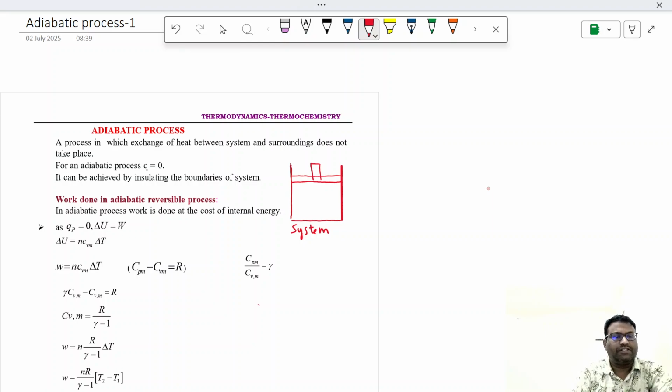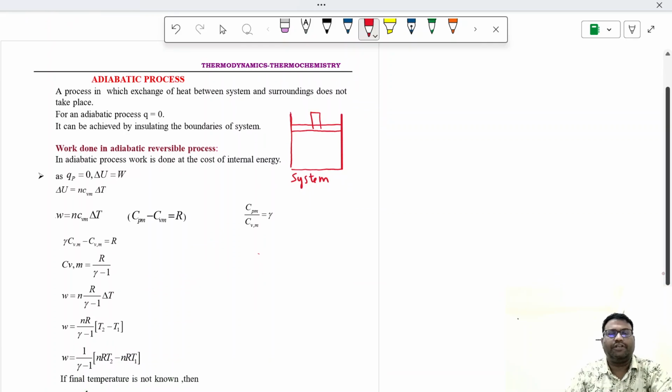Today we are discussing the adiabatic process from the chapter thermodynamics, right? So the adiabatic process is a process in which exchange of heat between system and surrounding does not take place.